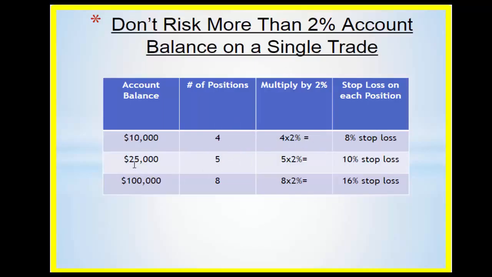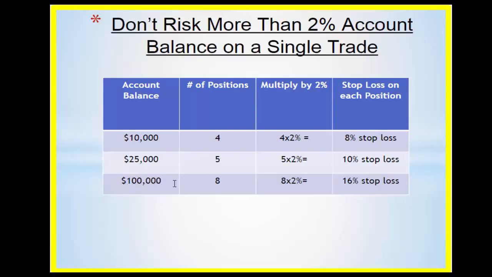So let's say you have a $25,000 portfolio and you want 5 positions. You have to decide the number of positions you're comfortable with, then just multiply it by 2. What that means is you can take a 10% stop loss on a single one of these $5,000 positions, and your whole account balance will only be down 2%, assuming the other 4 positions stayed flat.